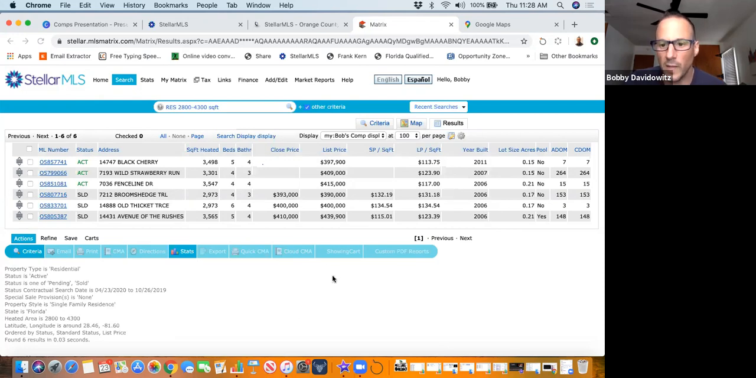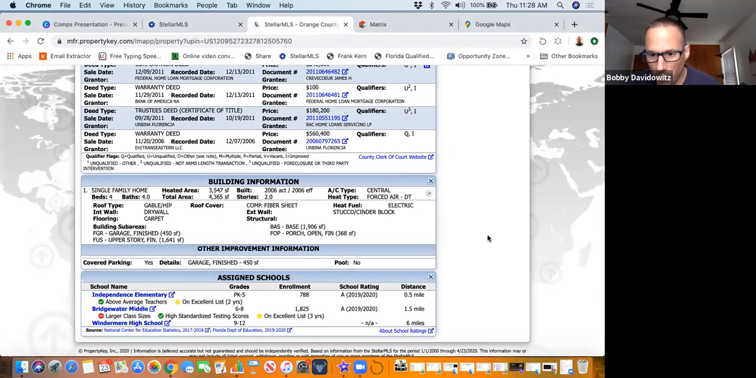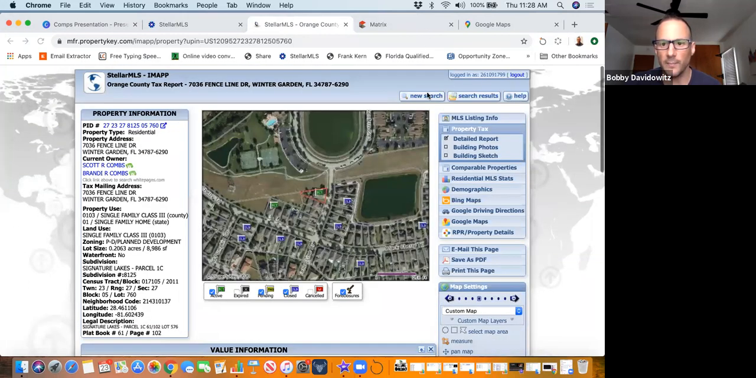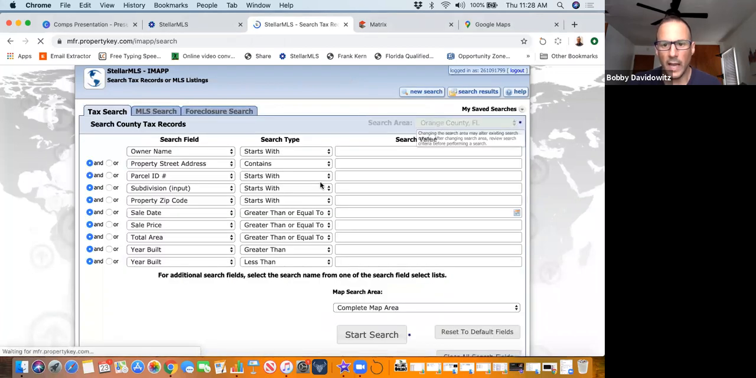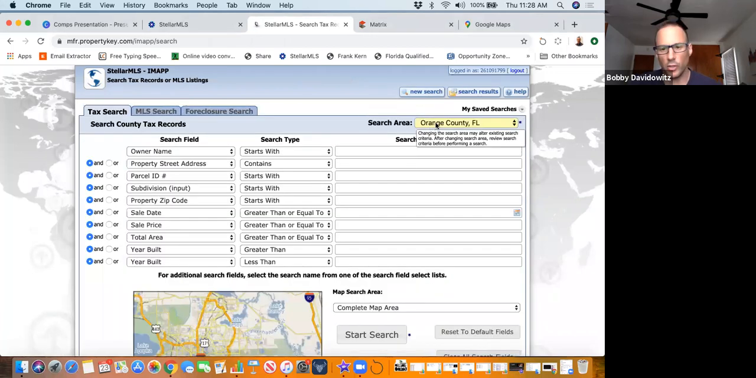So 1101 Buttercup. This is a great example of how we're going to look for a property that's a listing and we don't have the specs on the MLS because this property is not listed. So 1101 Buttercup was in Orlando, great, Orange County. So we're going to go back to the Stellar MLS, and we're going to go to a new search. Okay. And we're already in Orange County. Once again, make sure you're in the right county because that's usually your first culprit.